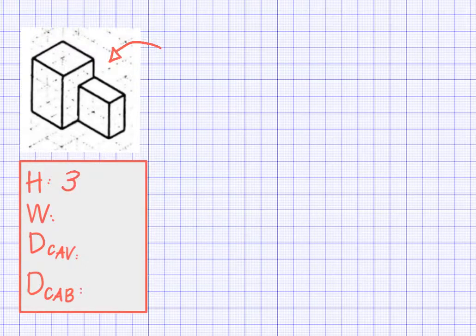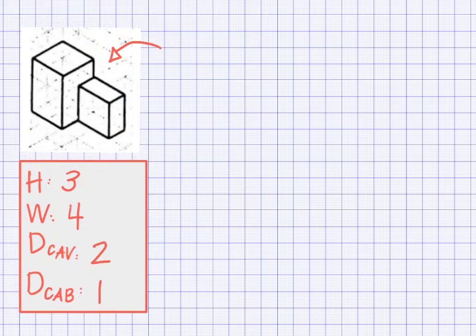Our overall width from left to right is 4. And the depth for our cavalier, which is going to be full depth, is 2. And then the depth for our cabinet is going to be 1, or half depth. Actually 1 and a half, but we'll talk about that in a second.